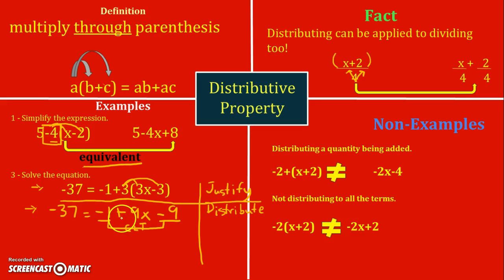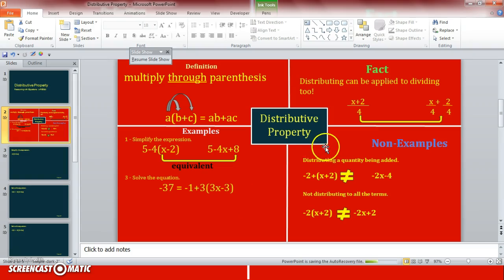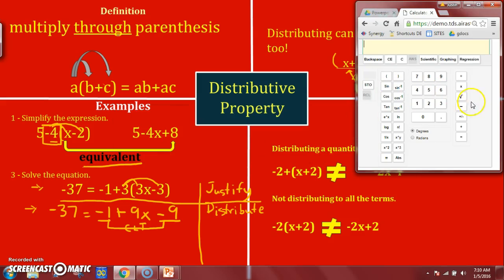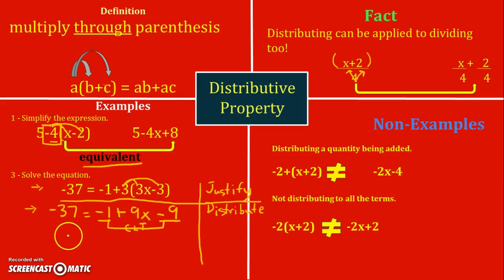So negative 1 minus 9, and I'm going to go ahead and use the calculator for this. So we got negative 1 minus 9 equals negative 10. And it doesn't really matter if I write it in front of the 9x or behind it. So I'm going to write 9x and minus 10.